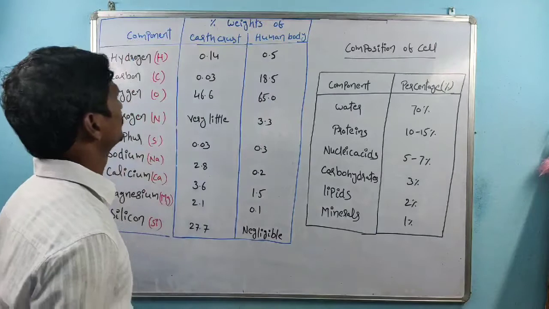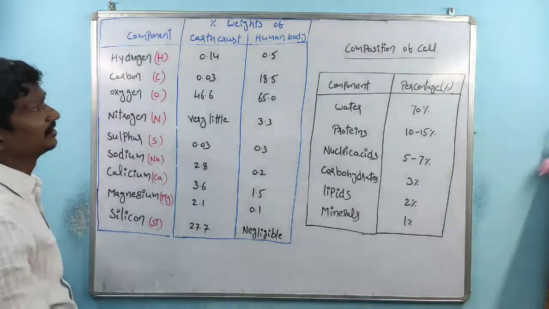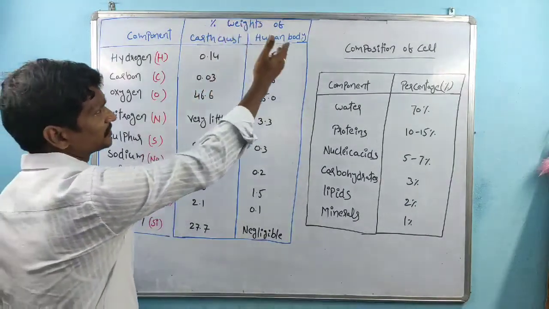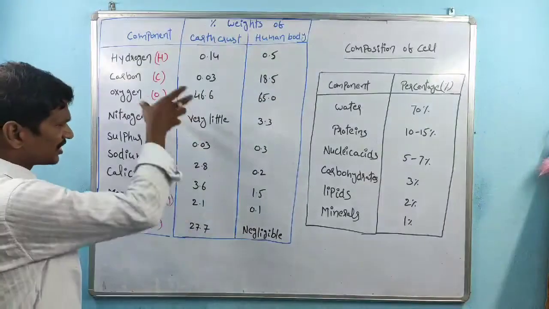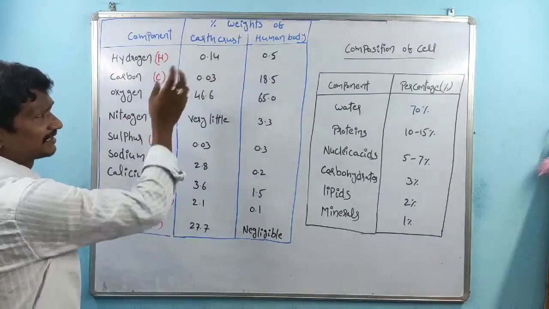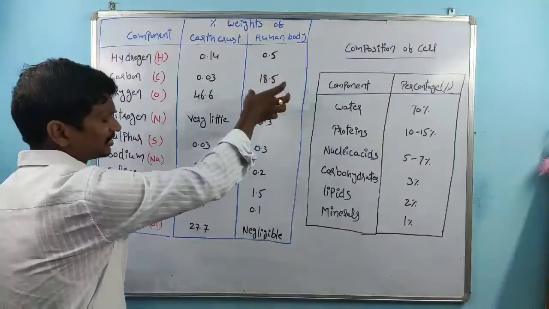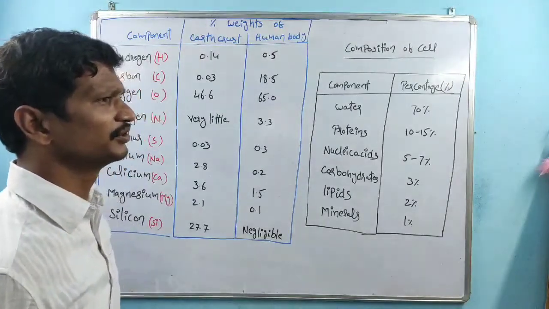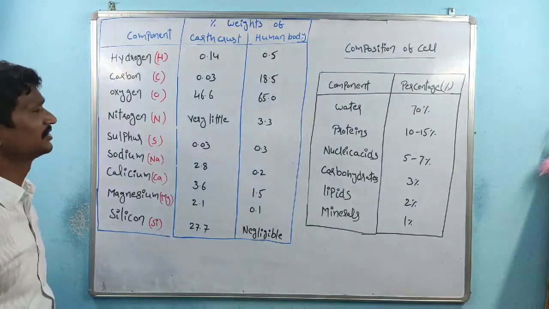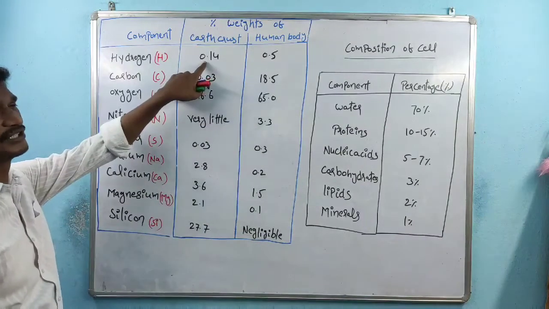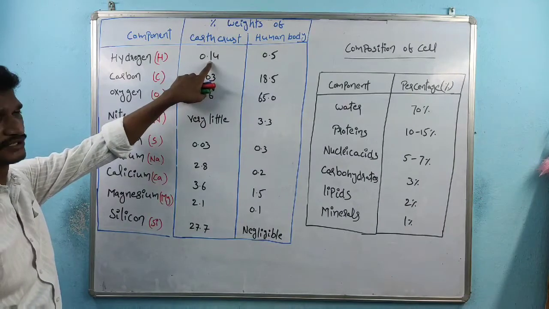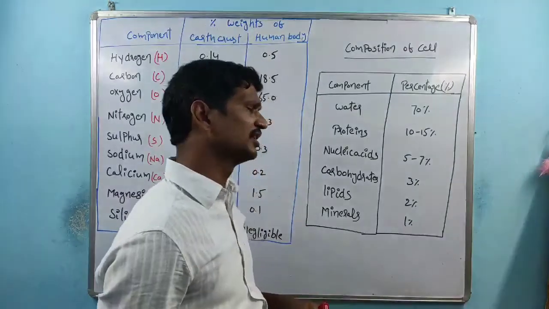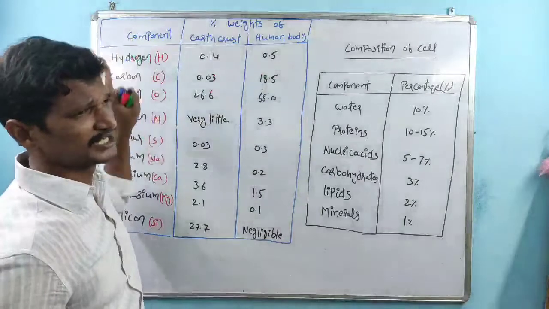So here there are components, right? The percentage weights of the earth crust and the percentage weights of the human body. These are the components and the percentage of weight within the earth crust, and this is the percentage of weights within the human body. The very first case is hydrogen. We know hydrogen is indicated by H, right? The earth crust contains 0.14 percent. Within the human body 0.5 percent of hydrogen atoms are present, right?